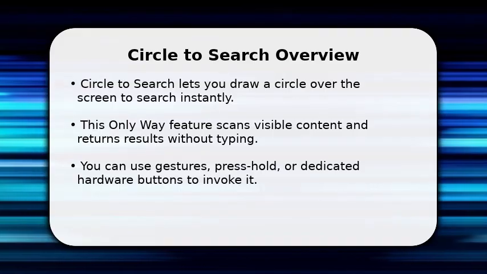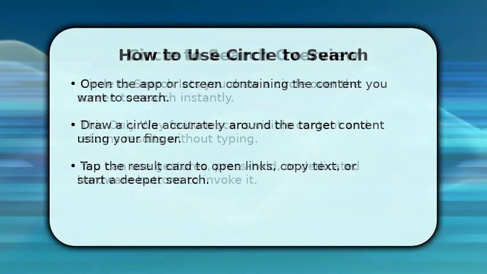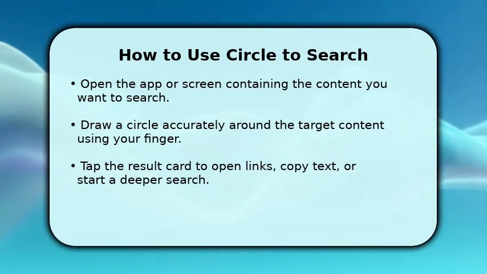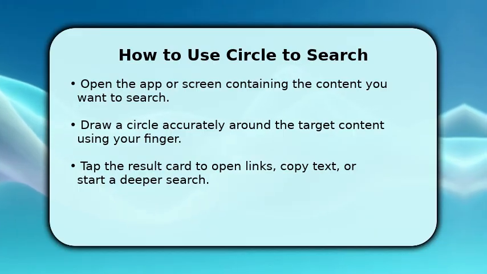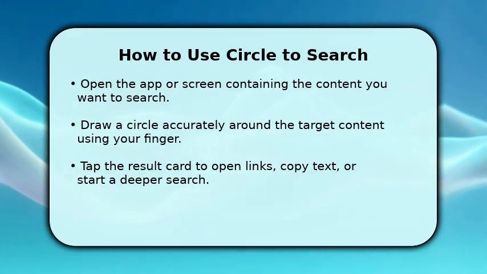Open the app or screen containing the content you want to search. Make sure the content is clear and fully visible before you start. Draw a circle accurately around the target content using your finger or stylus. Keep the circle tight to the subject for best precision and avoid overlapping other elements.